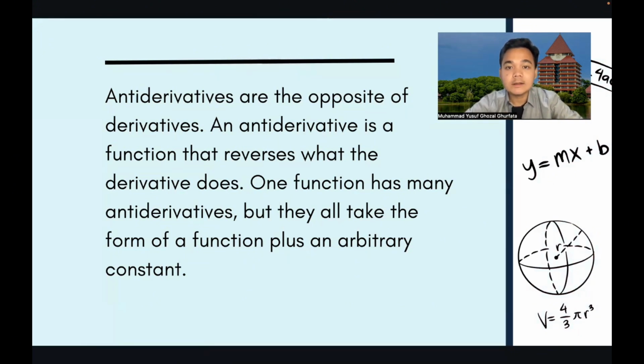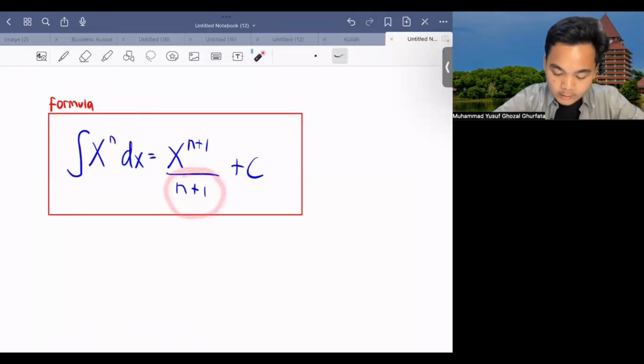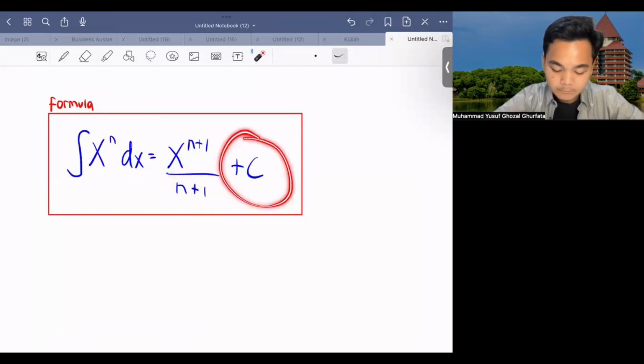What are the examples? Before going to the examples, first I want to tell you about the formula of the antiderivative. The formula of antiderivatives is x to the power of n plus 1, divided by n plus 1, plus c.